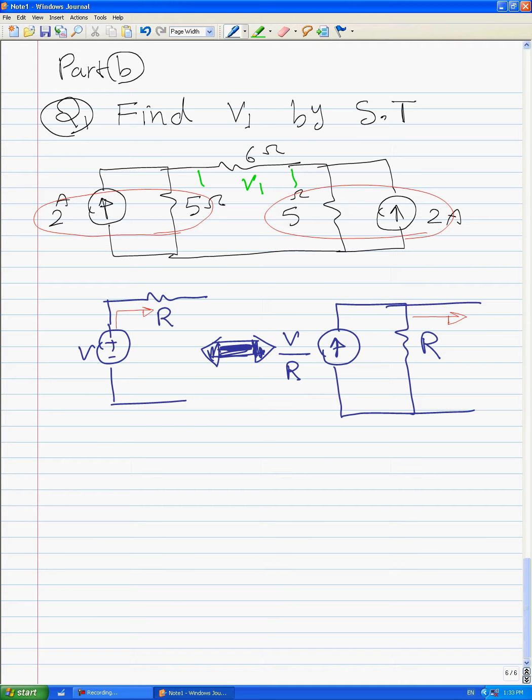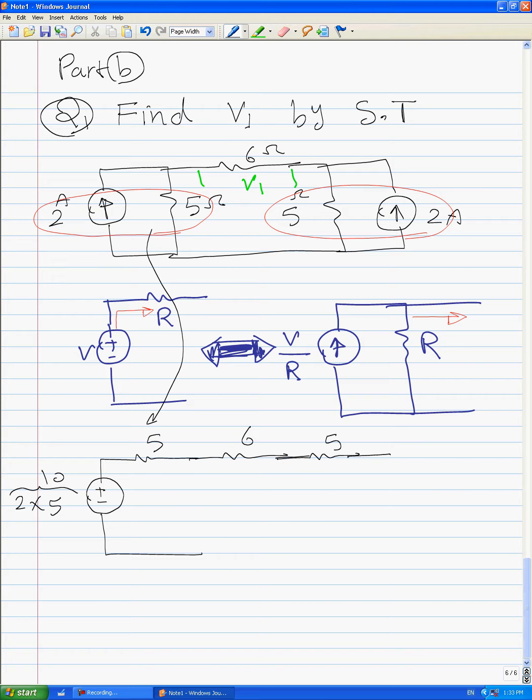The circuit should be simplified like this. We have voltage here and resistors here. This resistor is 5 and voltage here is equal to 2 times 5 is equal to 10. And also here we have 6 and again here we have 5 and here we have 10 volts. This 5 is equal to this 5.